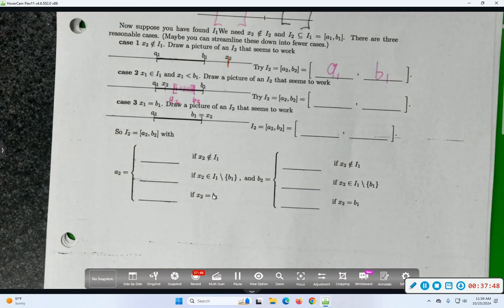So what things do I need A2 and B2 to do, and then we'll try to come up with explicit choices. So what do I need A2 to do for this picture to be correct? Needs to be bigger than A1. And I think bigger than x2 would be good too, because then I would know that I miss x2. What do I need B2 to do? Be less than B1. In fact, less than or equal to would be good too.